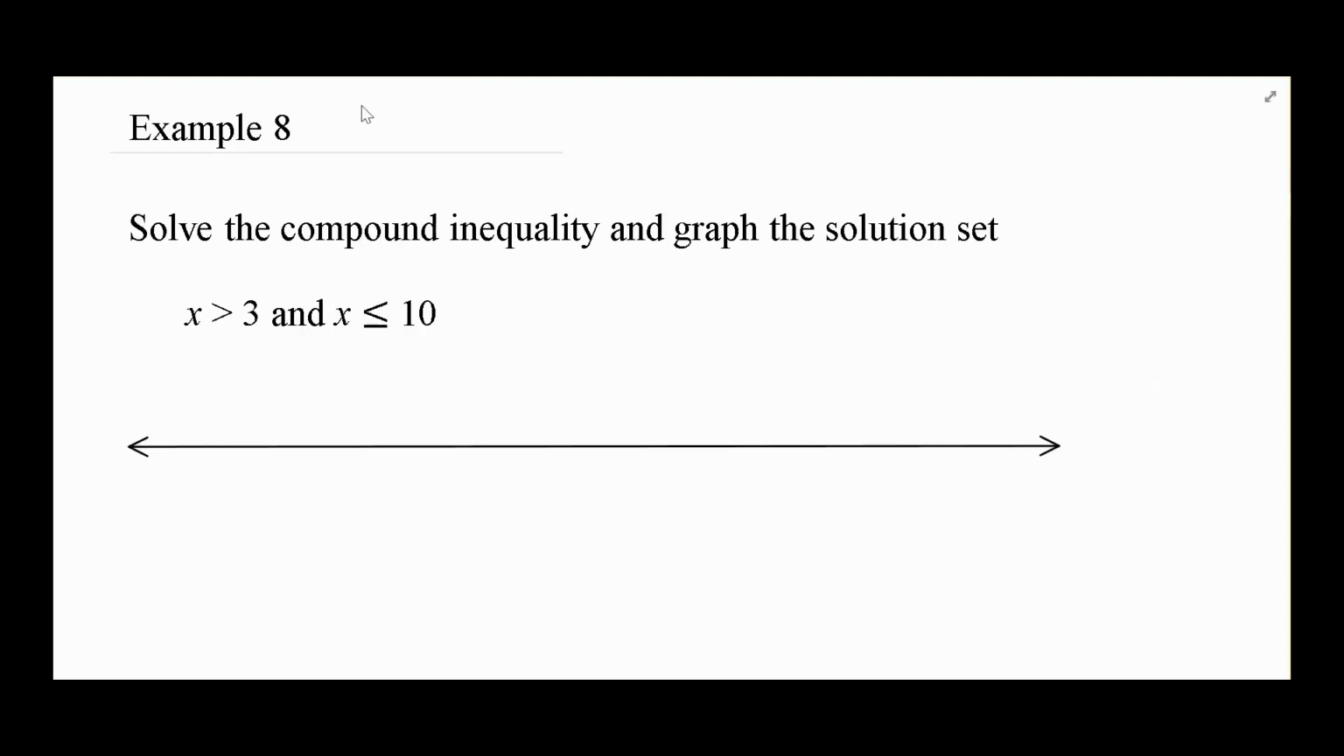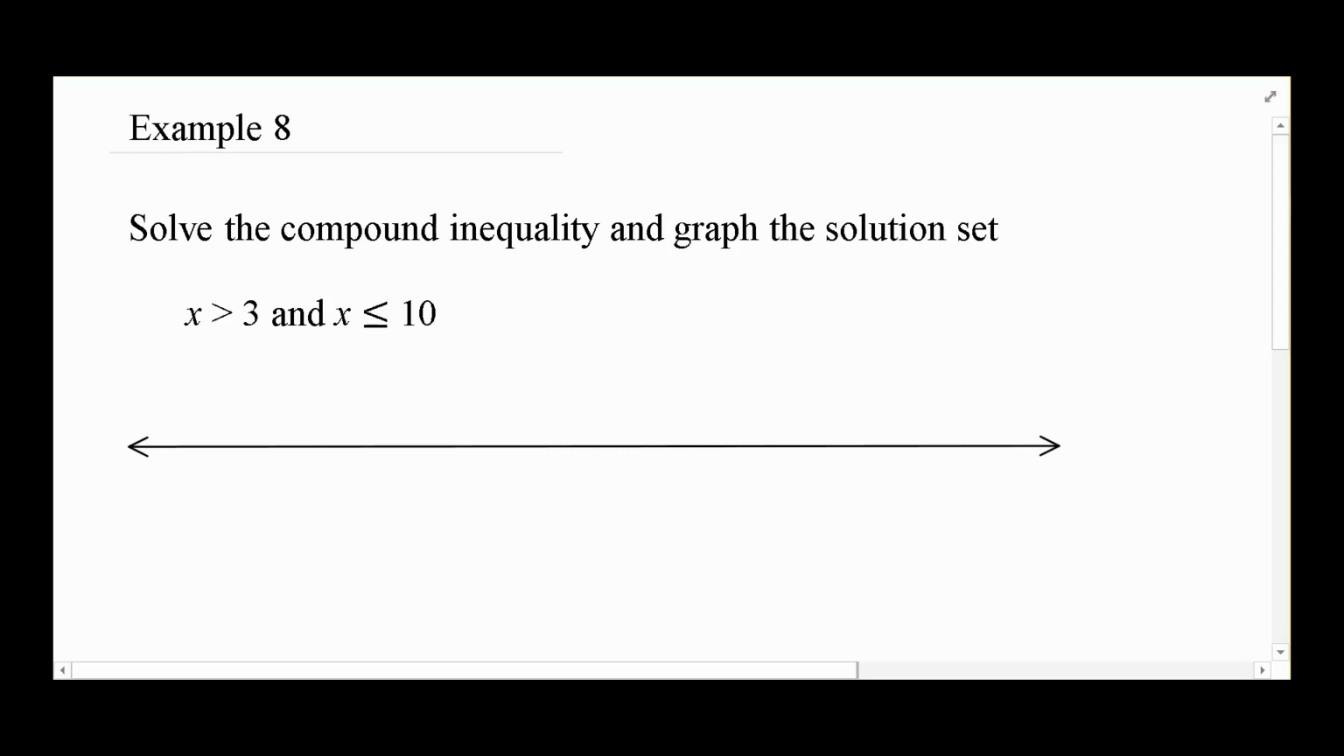So here's an example of two infinite sets. X is greater than 3 is an infinite set. X is less than or equal to 10 is an infinite set. There's an infinite number of numbers that are bigger than 3. There's an infinite number of numbers that are less than or equal to 10.